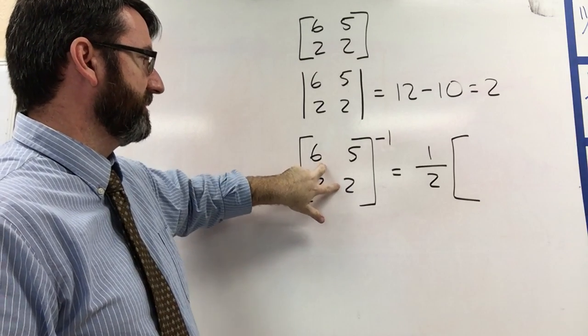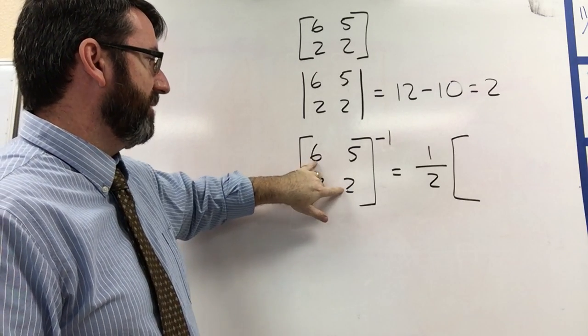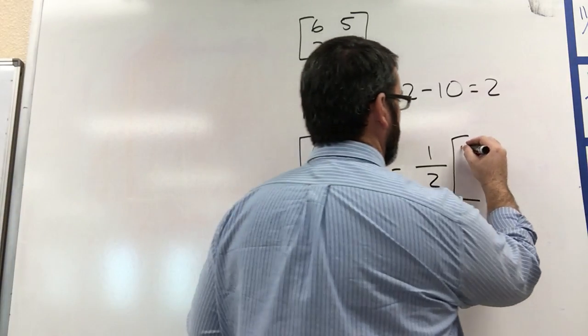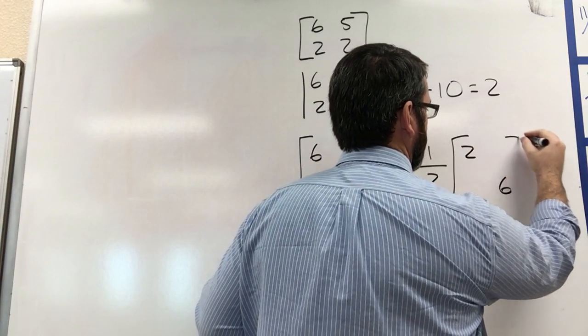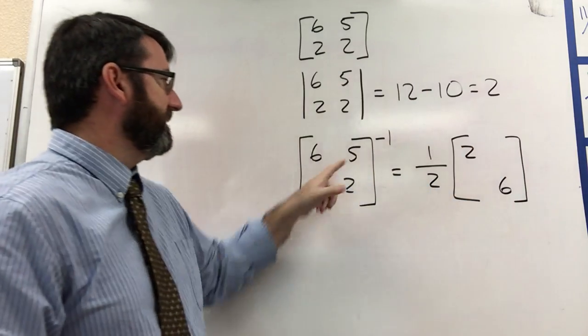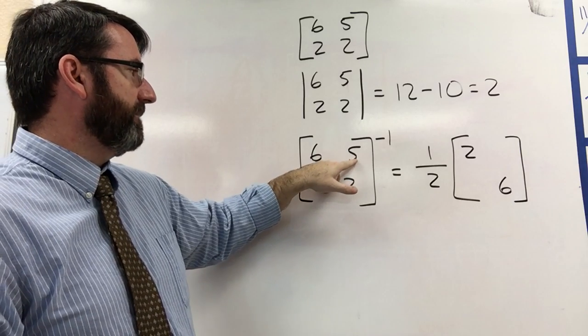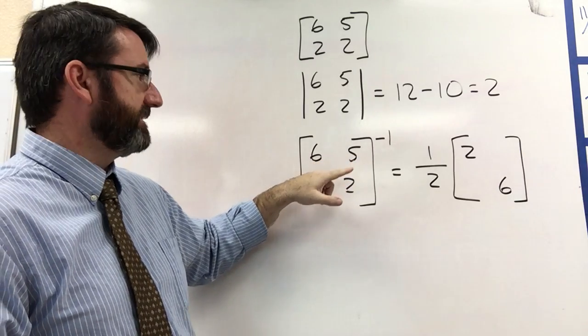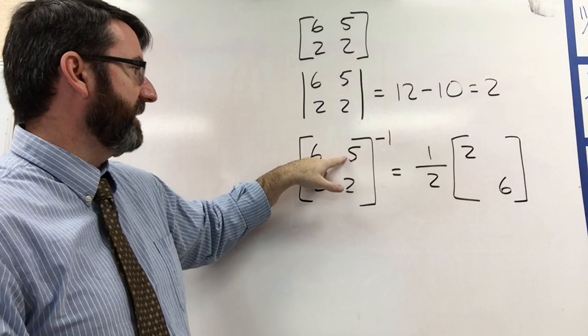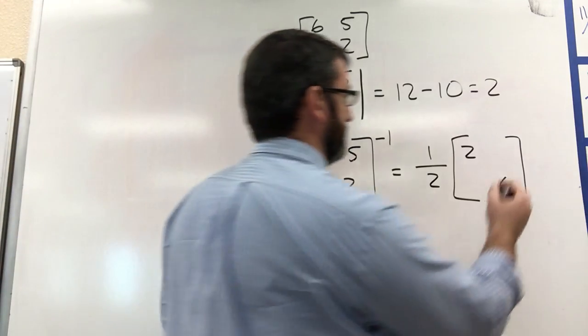We're going to take these two numbers, the 6 and the 2, and we're going to flip them. So we're going to put the 2 up here and the 6 down here. And then these two numbers, we're going to leave in place, but we're going to make them negative. So we're going to make this a -5 and make this a -2.